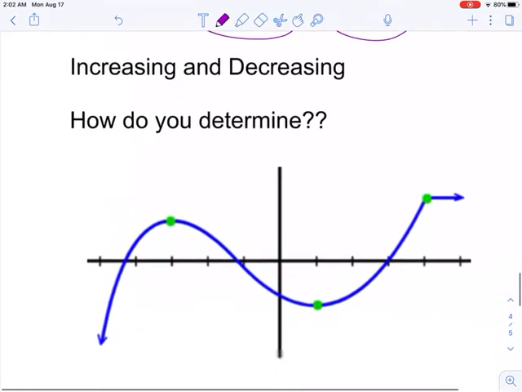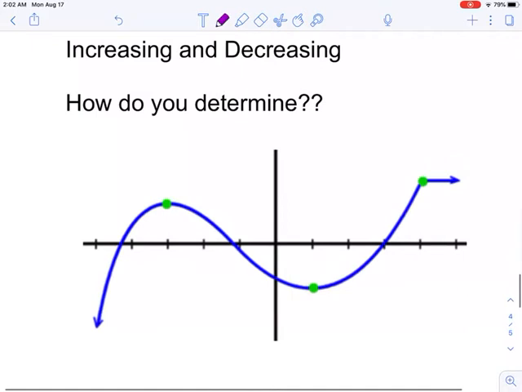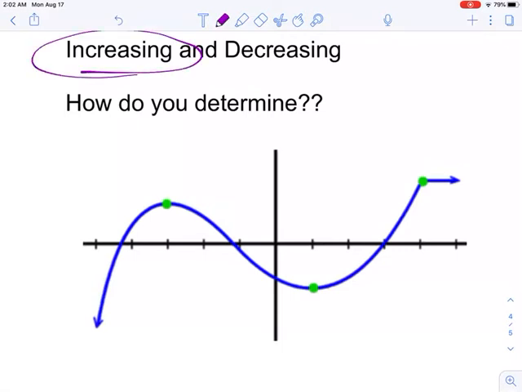The last thing I want to talk about today in terms of new material would be this concept of increasing and decreasing. So what we're going to do is we're going to determine intervals of increasing and intervals of decreasing. So I want you to look at this graph, and I want you to think about, what are you looking for when you're looking for increasing? And what are you looking for when you're looking for decreasing?